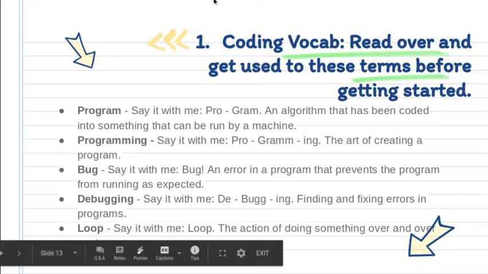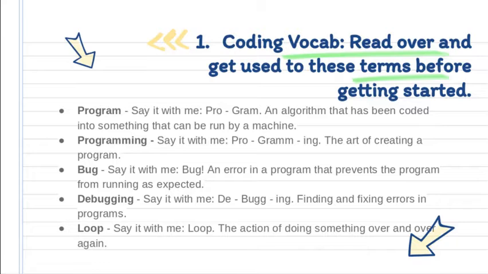All right, next up, and this is going to be important while we code. Loop. Say it with me. Loop. Loop is the action of doing something over and over again. If you want your robot to break dance, and maybe you want him to do a funky leg movement, and you want him to do it on repeat, you're going to need to learn how to loop, so you don't have to keep doing the same program function over and over again. And that's just our basic vocabulary, so we can get to the good stuff.